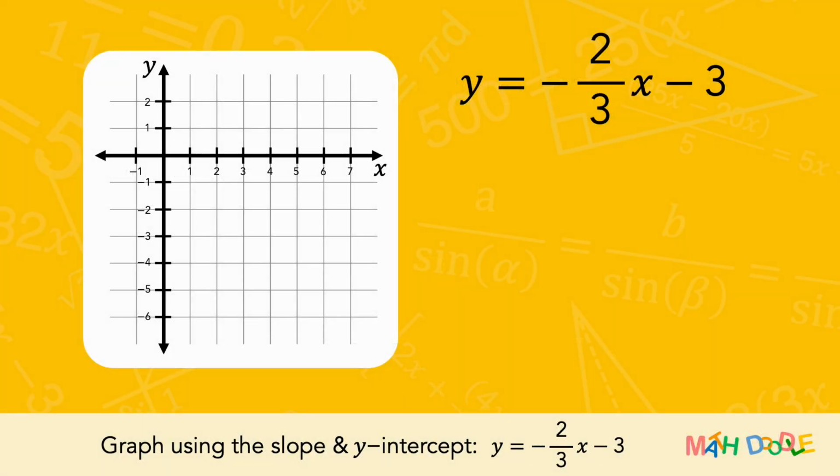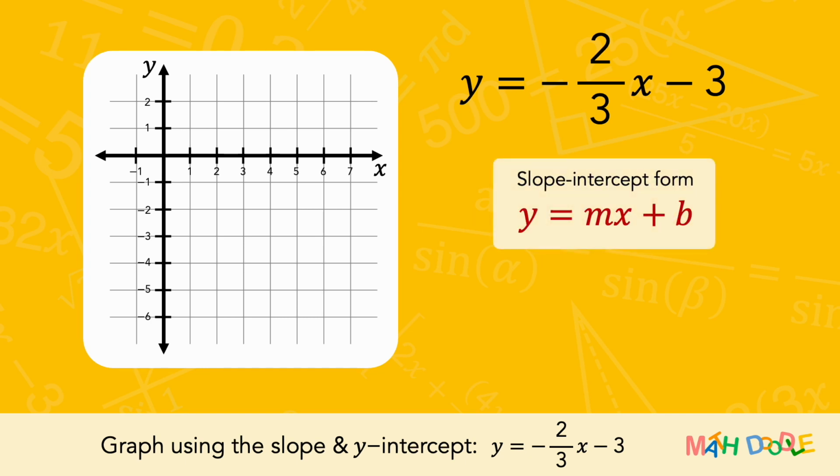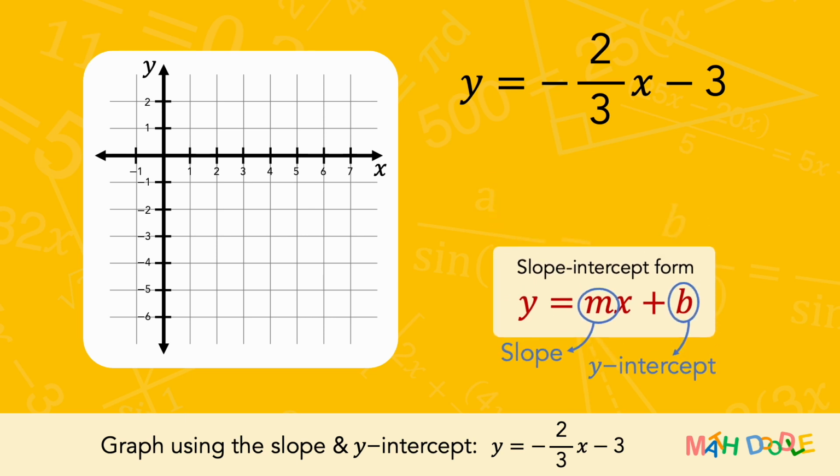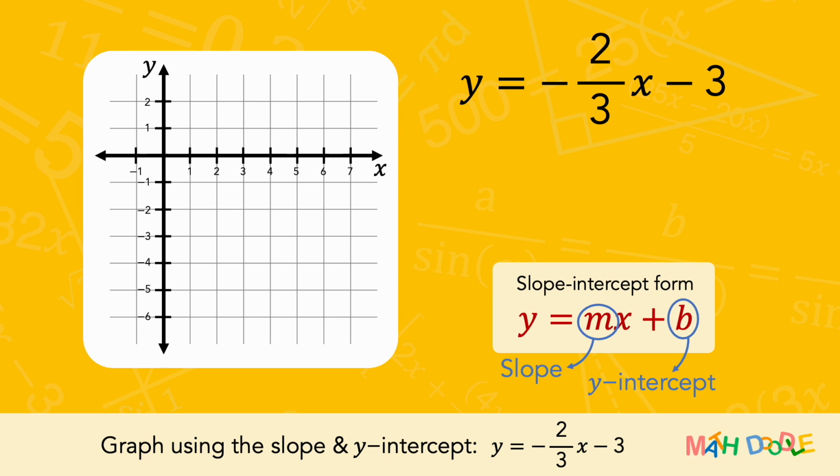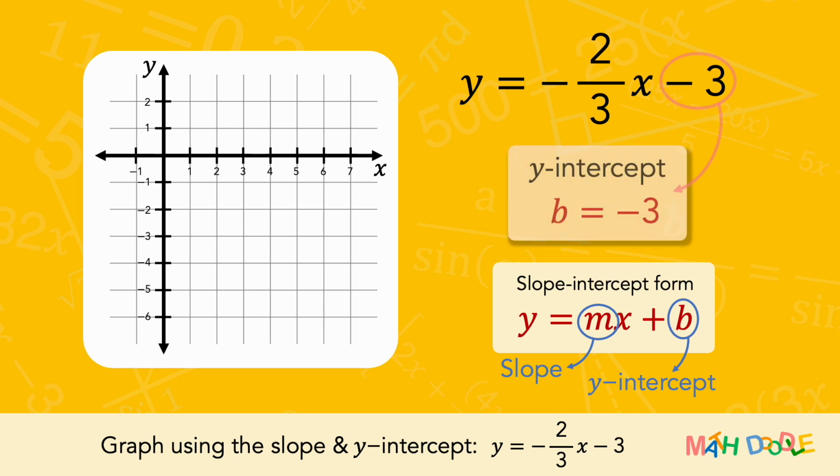To graph this equation, let's first compare it with the slope-intercept form. In the slope-intercept form, m in front of x represents the slope, and b represents the y-intercept. So, by comparing this equation with the slope-intercept form, we can see that the equation has a y-intercept of -3. Also, we can write the y-intercept as an ordered pair. So, let's plot the y-intercept in a coordinate system.